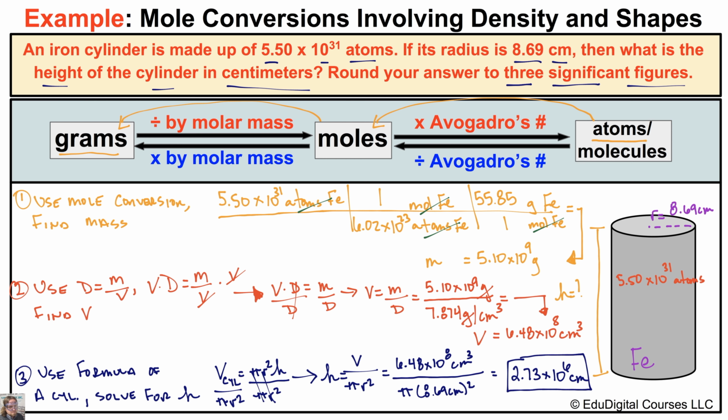So if we have a cylinder whose radius is this, whose composition is iron, and it has 5.50 times 10 to the 31st atoms of iron making it up, then the height of that cylinder is going to be 2.73 times 10 to the 6 centimeters, or 2.73 million centimeters. So this is a very tall cylinder.